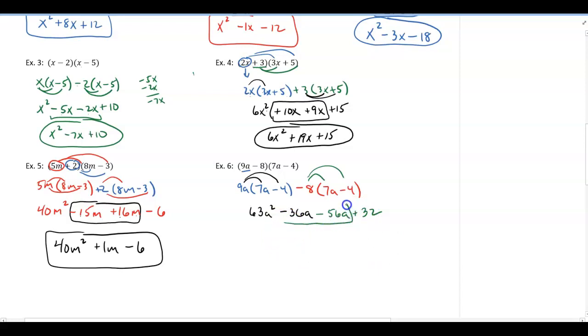And if I go to combine like terms in the middle here, I would bring down the 63a to the second. Negative 36 minus 56. Remember, if you don't know this, pull out the calculator. It's going to give you negative 92a, so minus 92a plus 32.